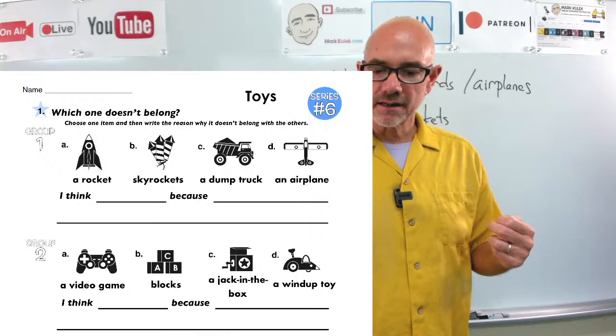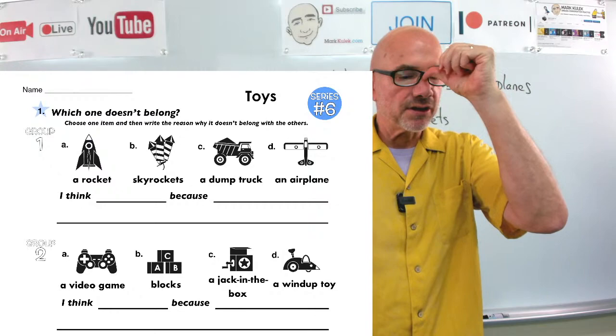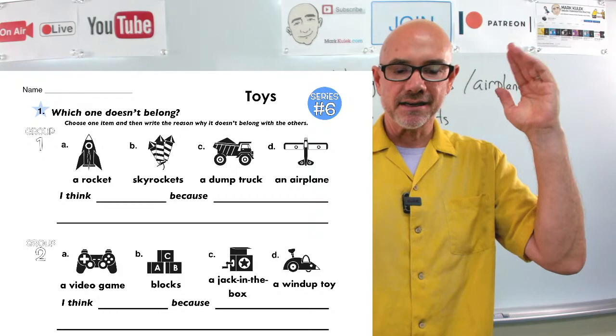Okay, good. So Tomas, good answer. Tomas says blocks because children can build things, right? So a video game, you can't touch and build it. But in a jack-in-a-box, you can't build anything. And a wind-up toy, you can't build anything. But blocks, you can build something with blocks. Very good.